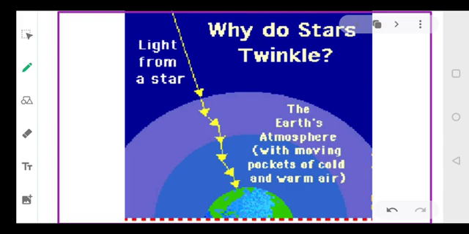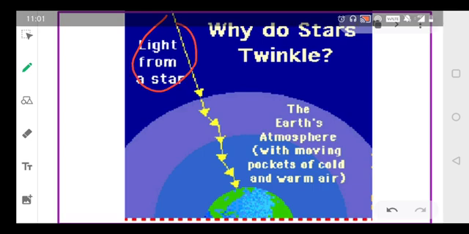Now, next question comes, why do stars twinkle? See, a ray of light is coming from the sun, isn't it? Sun is also a star, right? Why do we see that the stars twinkle? Twinkling means sometimes we see the star is very, very bright, and sometimes we see that the star is very dim. That is called twinkling effect of stars.